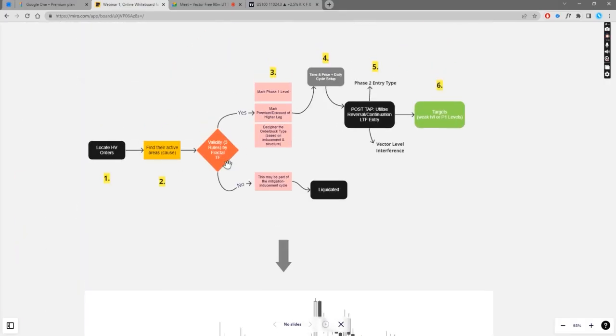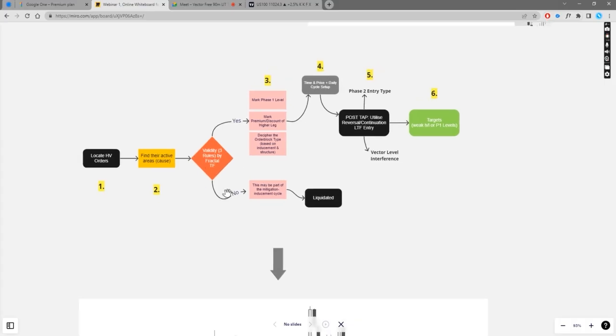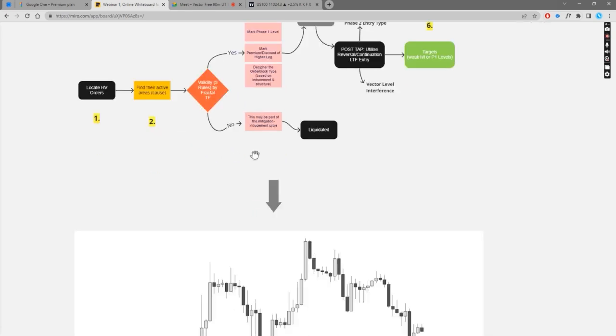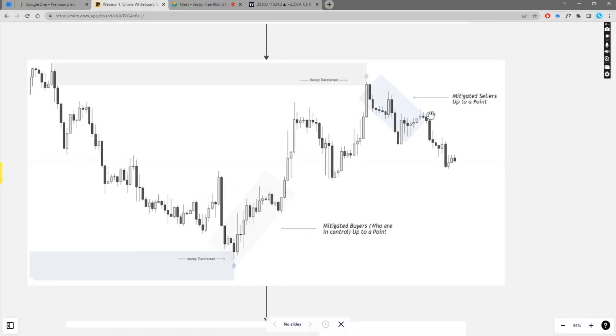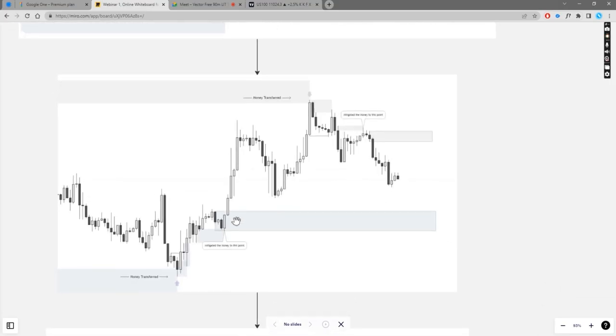But the next step is validity by the 3 rules, through the fractal time frames. When I say fractal time frame, I mean if you have a 4-hour zone, you'll have a 1-hour reaction. If you have a 1-hour zone, you have a 5-minute reaction. It works through a funnel. I won't go too much over that today. But otherwise, we need to find our 3 rules with our order blocks. So we found where the money has moved to, here and here. Sorry, here and here.